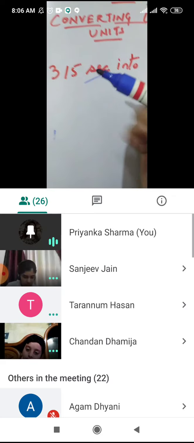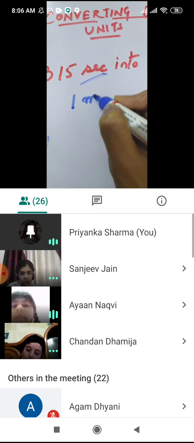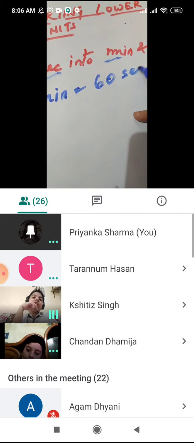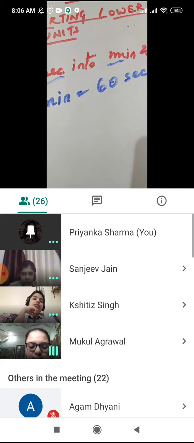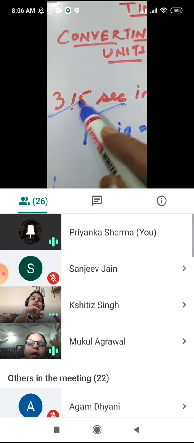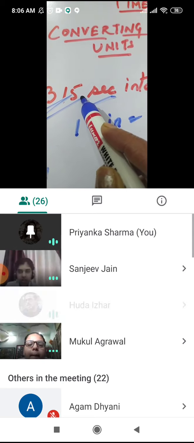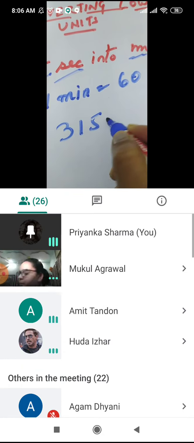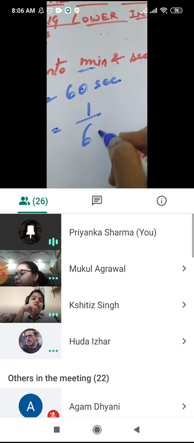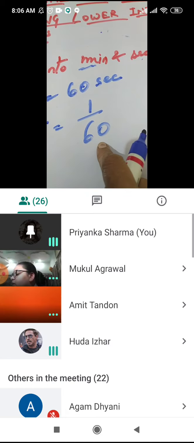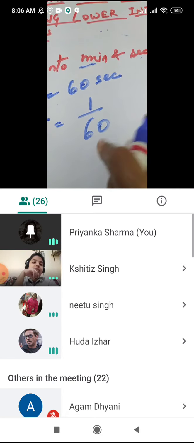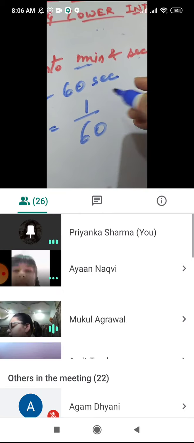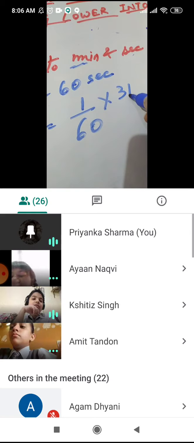So we will write: 1 minute is equal to 60 seconds. Okay. How many seconds are given? 315. So 315 is equal to 1 by 60. Yes, 1 by 60 means we are dividing into 315.